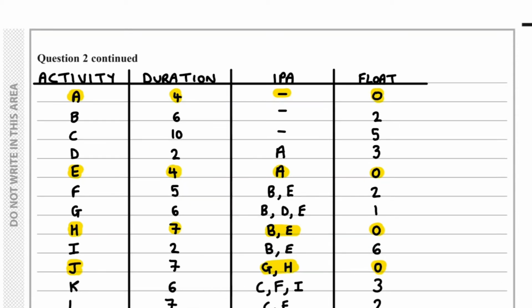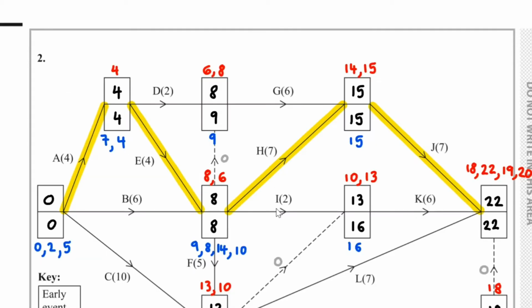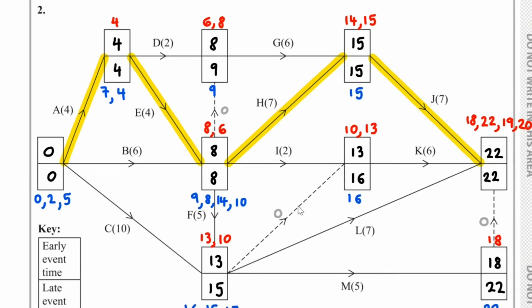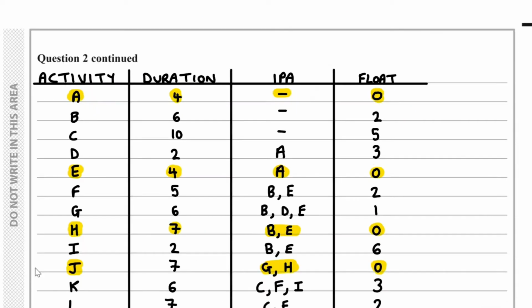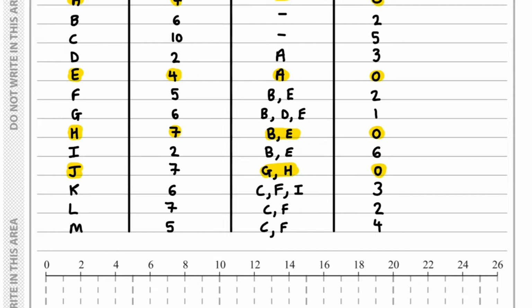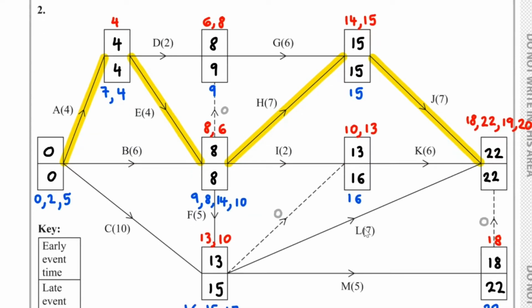And K depends on I completing, and through the dummy, it's implied that K also depends on F and C completing. And if I take a look at L, that depends on F and C completing, and M also depends on F and C completing.